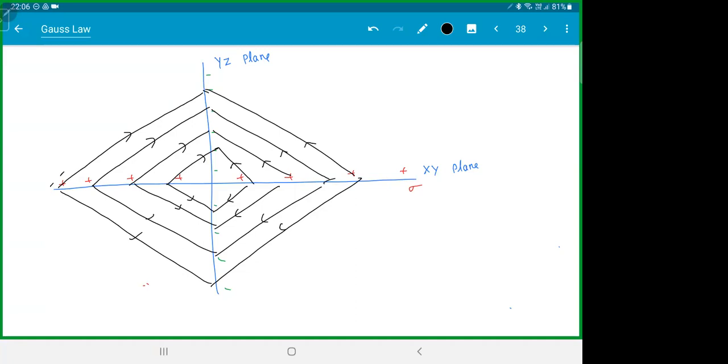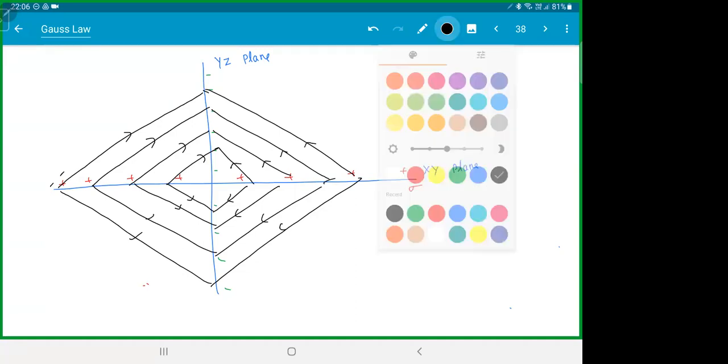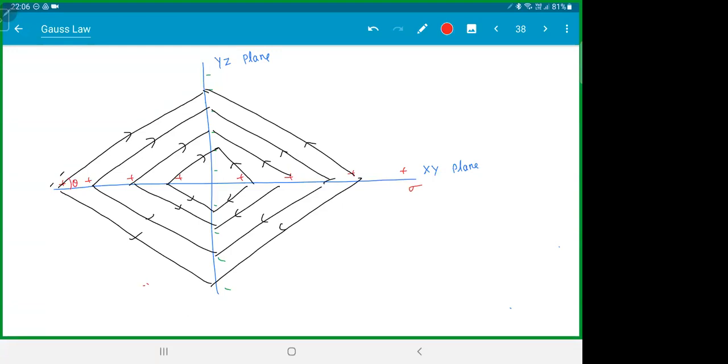You getting? Where this angle tan theta is equal to half. So you have a uniform field and the field goes from positive to negative plate. So they'll form kind of like a rhombus. These are the field lines. Sure, everyone?